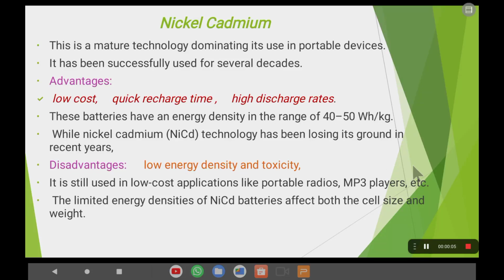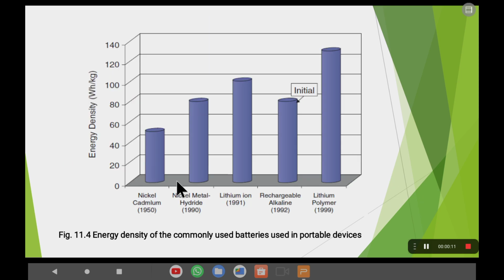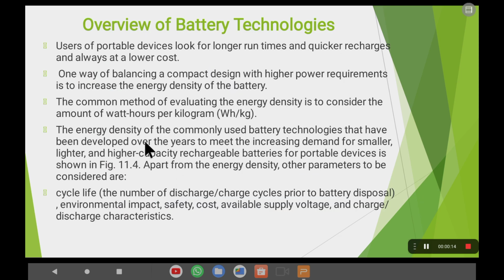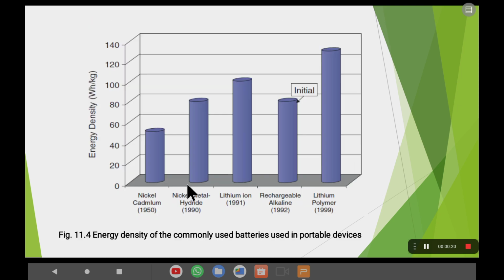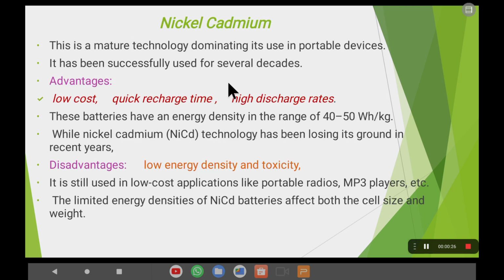In this video, we are going to see about the types of batteries. Generally, we have four types of batteries available. That is nickel cadmium batteries, nickel metal hydride batteries, lithium batteries, and lithium polymer batteries. We will see them one by one. The first one is nickel cadmium batteries.